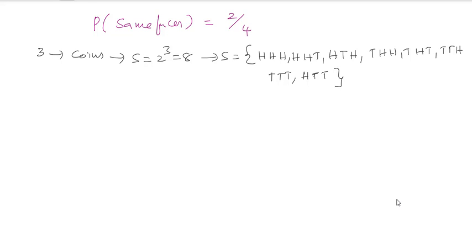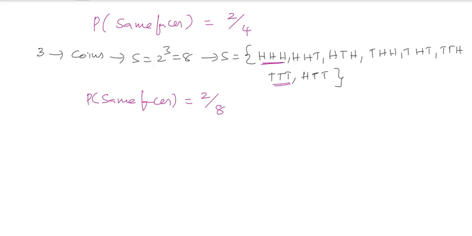In these also, can you tell me what is the probability of getting same faces? Again I'll have head head head and tail tail tail. So the possible cases is 2, and the total is 8. Am I correct or not?